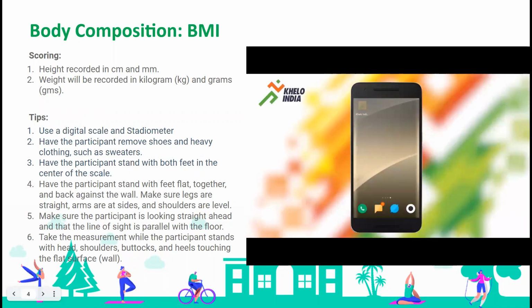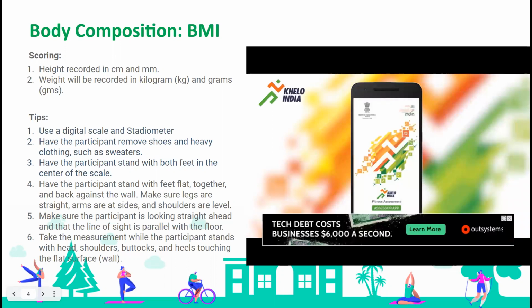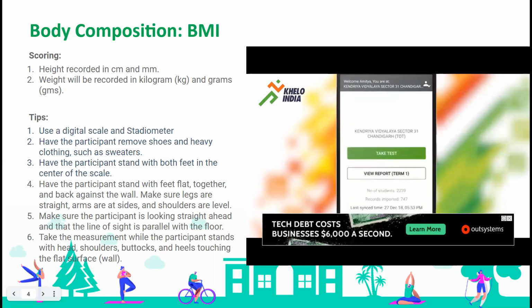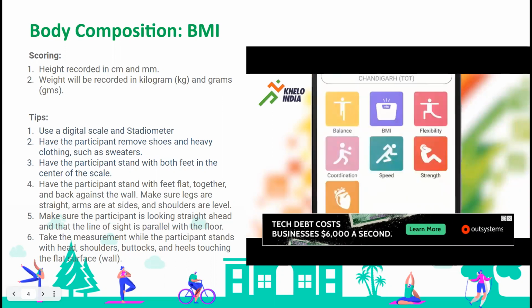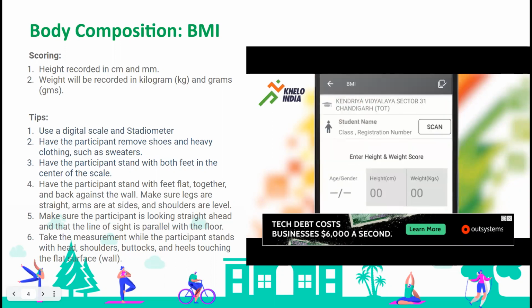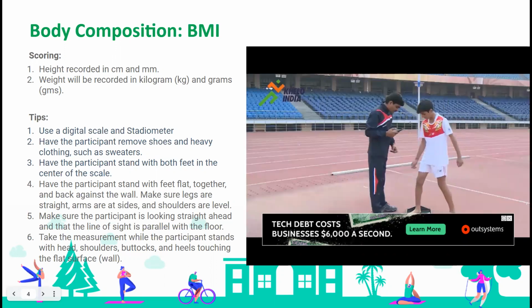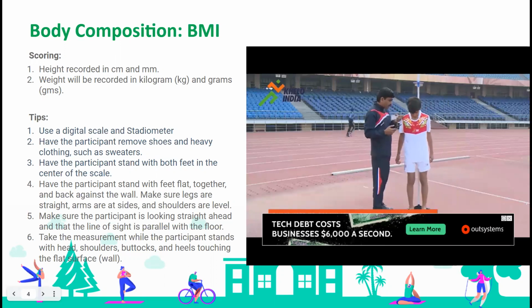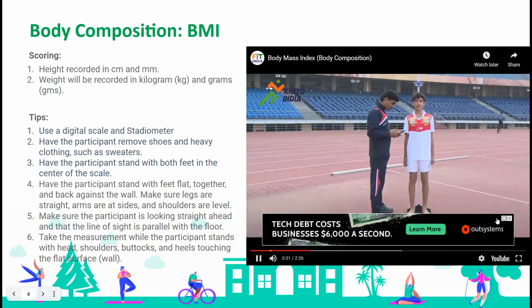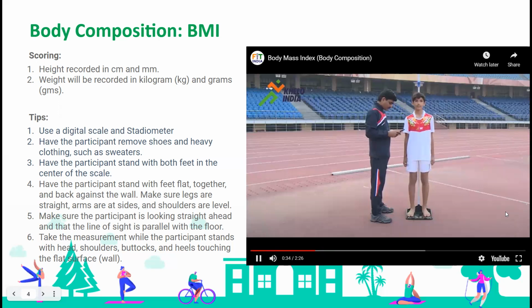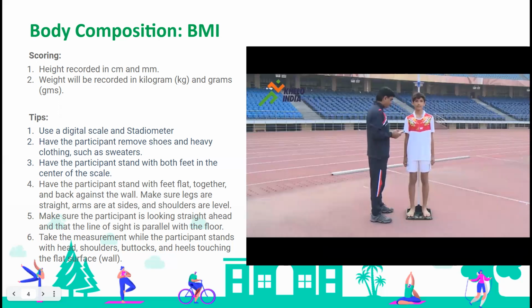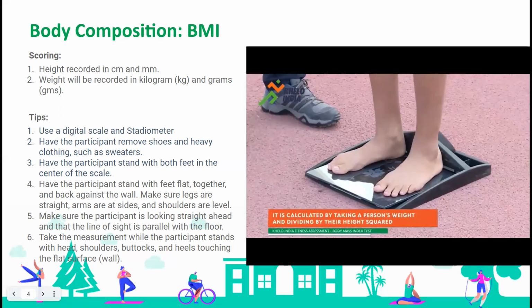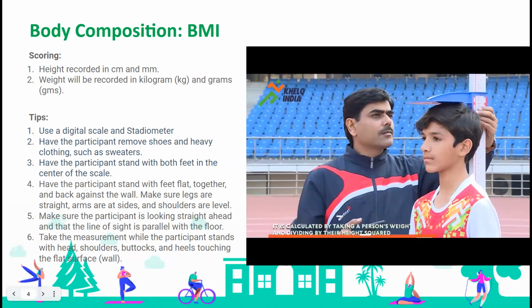To calculate the body mass index, first open the Khelo India Fitness Assessor app. Once the app is on, select the Take Test option. From various test options, select BMI. The app is now ready to calculate the body mass index. Body mass index or BMI is used to measure the body composition, which refers primarily to the distribution of muscles and fat in the body. Body size such as height, length and girths are also grouped under this component. BMI is calculated by taking a person's weight and dividing by their height squared.